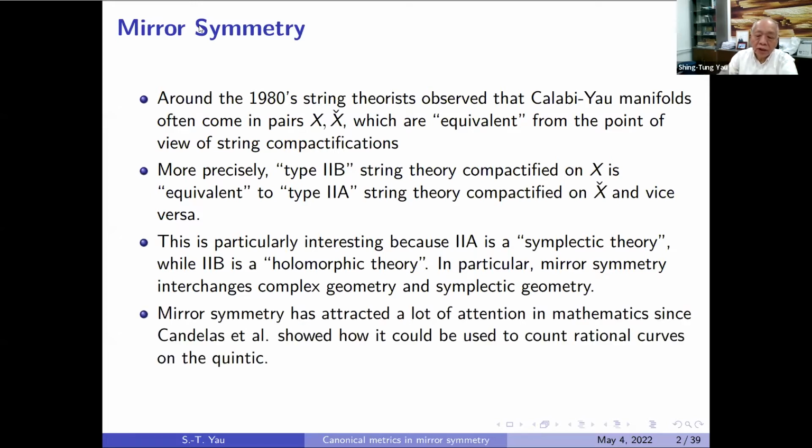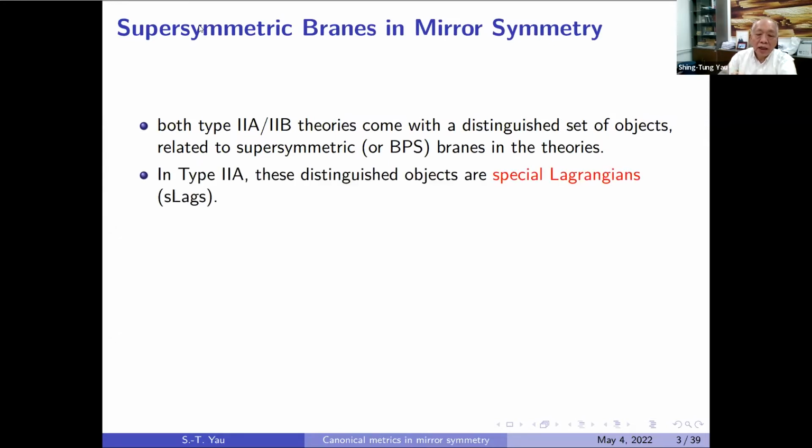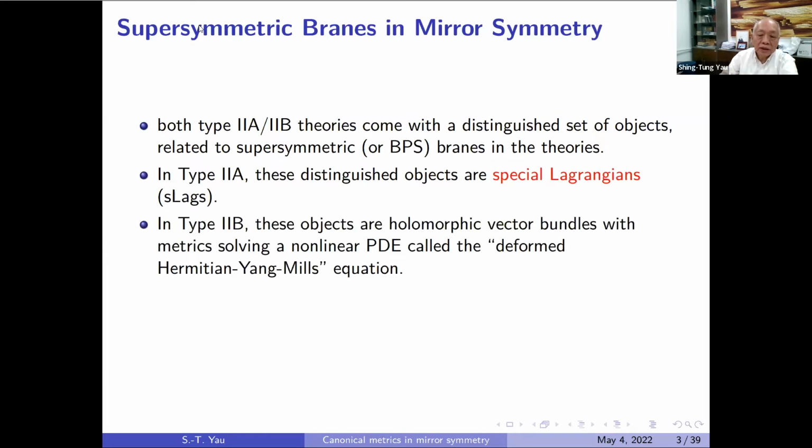Mirror symmetry attracted a lot of attention in mathematics, especially in algebraic geometry at the beginning, because it tells you how to count rational curves on the quintic. There's a famous work that was started by several people. Now, both type 2A and type 2B come from a distinguished set of objects called BPS, or supersymmetric, branes in the theories. In type 2A, these distinguished objects are called special Lagrangian cycles. And in type 2B, these objects are holomorphic vector bundles with a metric solving a nonlinear PDE called the deformed Hermitian-Yang-Mills equation, which is the major subject that I'm going to talk about today.